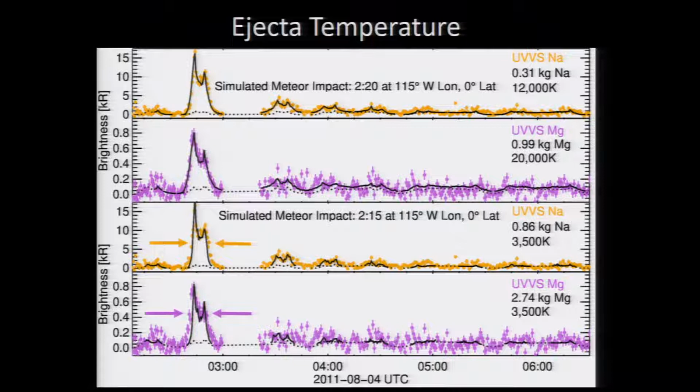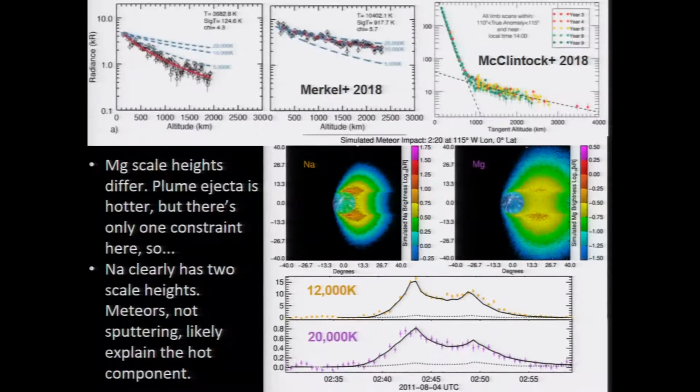And magnesium, I only have one event, so I can't say much, but the best fit was 20,000 degrees Kelvin. And we know from experiments by Berezhnoy and others that the temperature of different condensates in a fireball where the meteor hits is different. So it's expected that different species will be at different temperatures here, and that's what we're seeing. So thinking about those temperatures here, here's just a zoom in on that one event. You can see the tail is noticeably wider from the plume in magnesium.